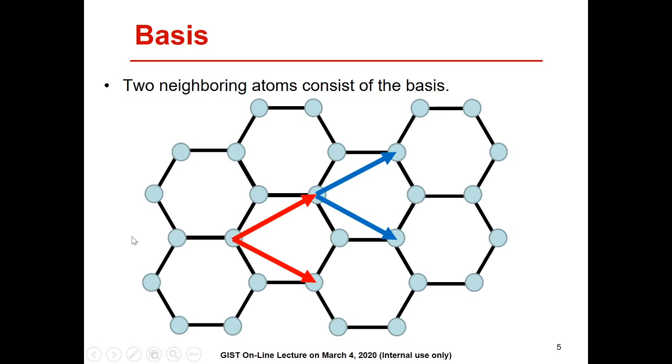Remember that the actual atom repeated in the lattice is specified by the basis. Therefore, the two neighboring atoms shaded in the slide constitute the basis. When these two atoms are repeated following the lattice vectors, we can have the atomic structure of graphene.